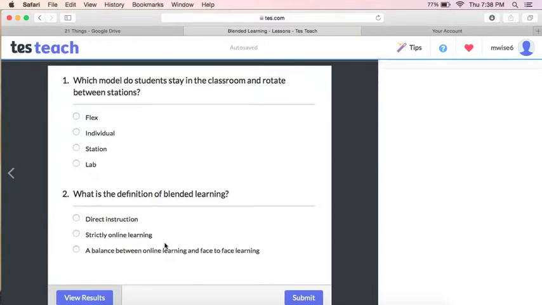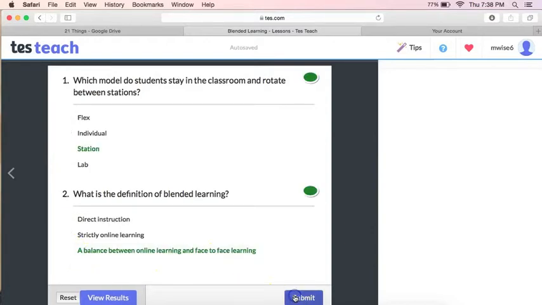So for the first question we have, which model do students stay in the classroom and rotate between stations? So this one was the station rotation. Students are staying in the classroom and they rotate between the stations in that classroom. And then what is the definition of blended learning? Well, it's a balance between online learning and face-to-face learning. So then you would submit it. It tells me that I got it right, and we're done.